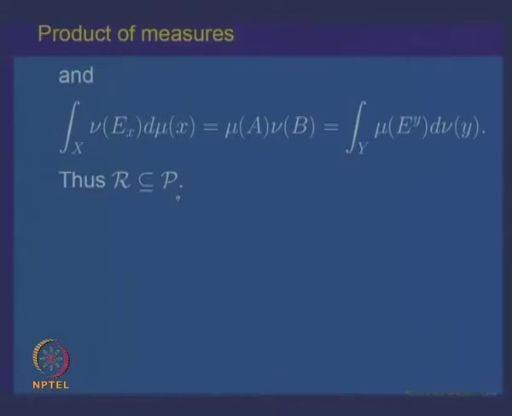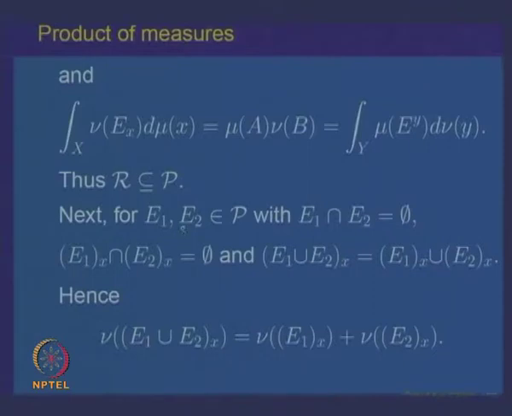Showing that P is closed under finite disjoint unions is also straightforward, because that follows from the fact that if E 1 and E 2 are two sets in the class P which are disjoint, then the sections of these two sets are disjoint. And the section of the union is equal to the union of the sections. As a consequence, nu of the section of the union, E 1 union E 2 section at x, is nu of E 1 x plus nu of E 2 x, because the sections are disjoint. E 1 and E 2 both belong to P, which implies these two are measurable functions, and hence the sum of measurable functions is measurable. So, this becomes measurable. That is a straightforward proof of the fact that if E 1 and E 2 belong to P and they are disjoint, then the union also belongs to P.